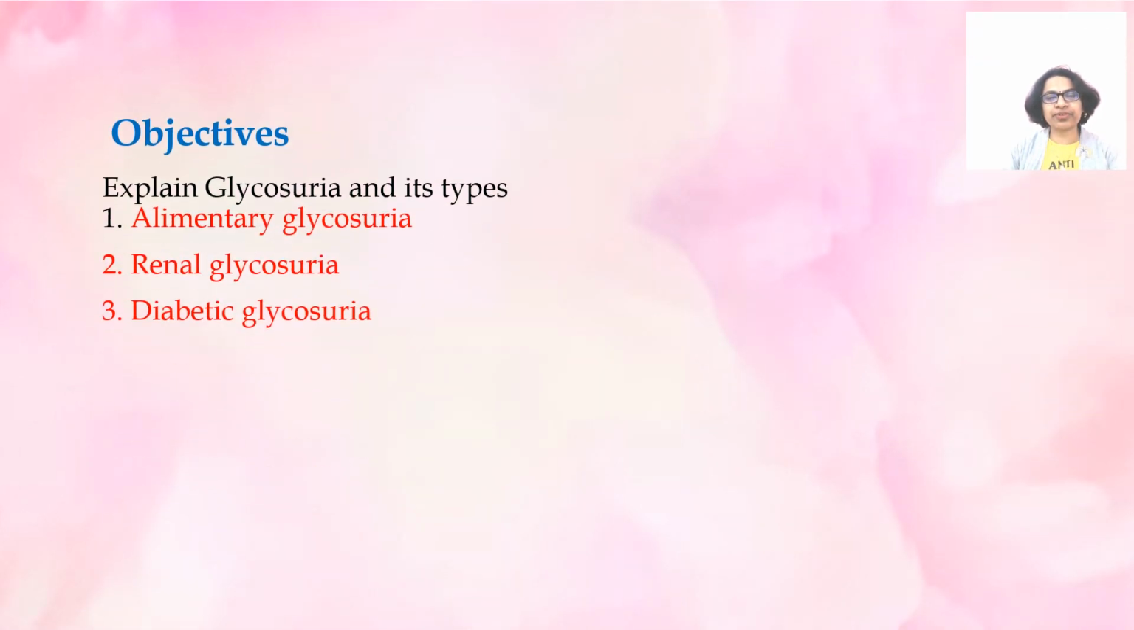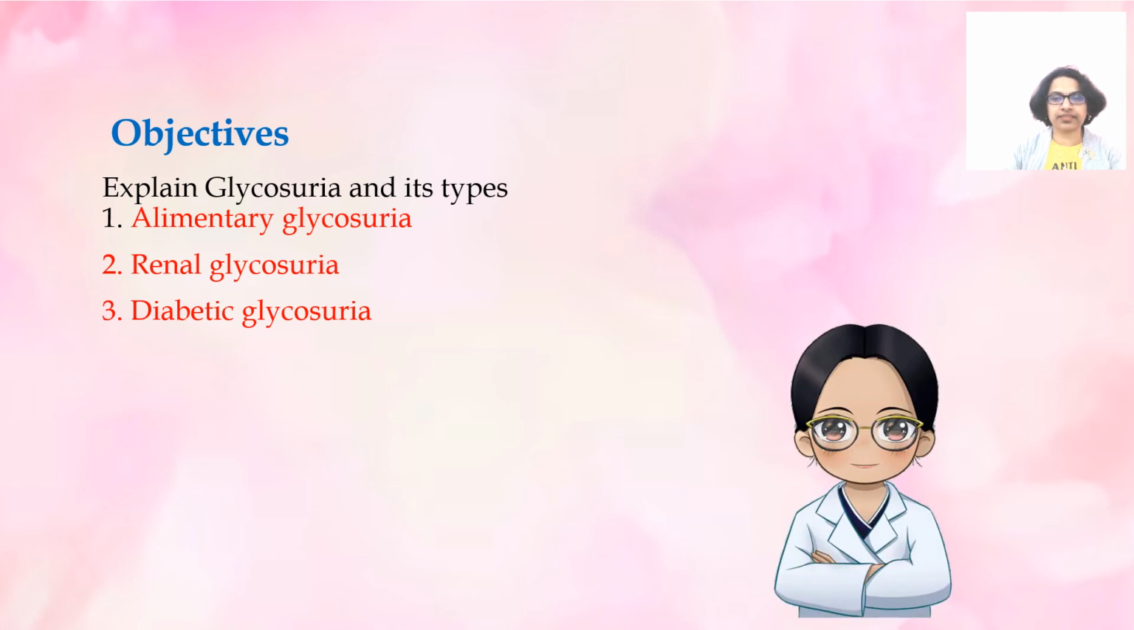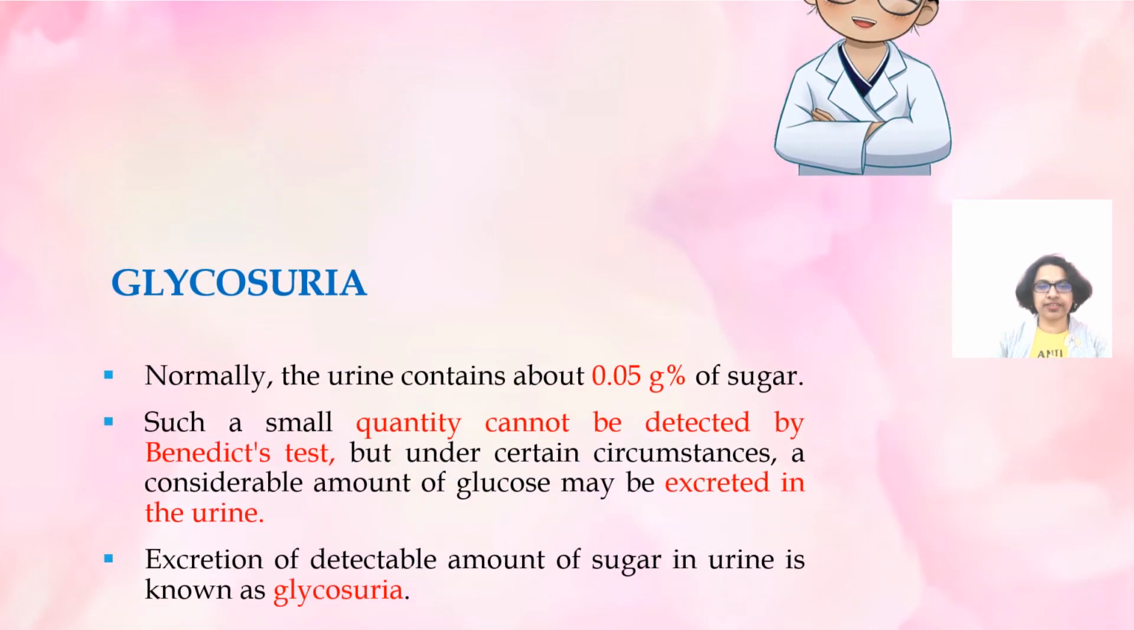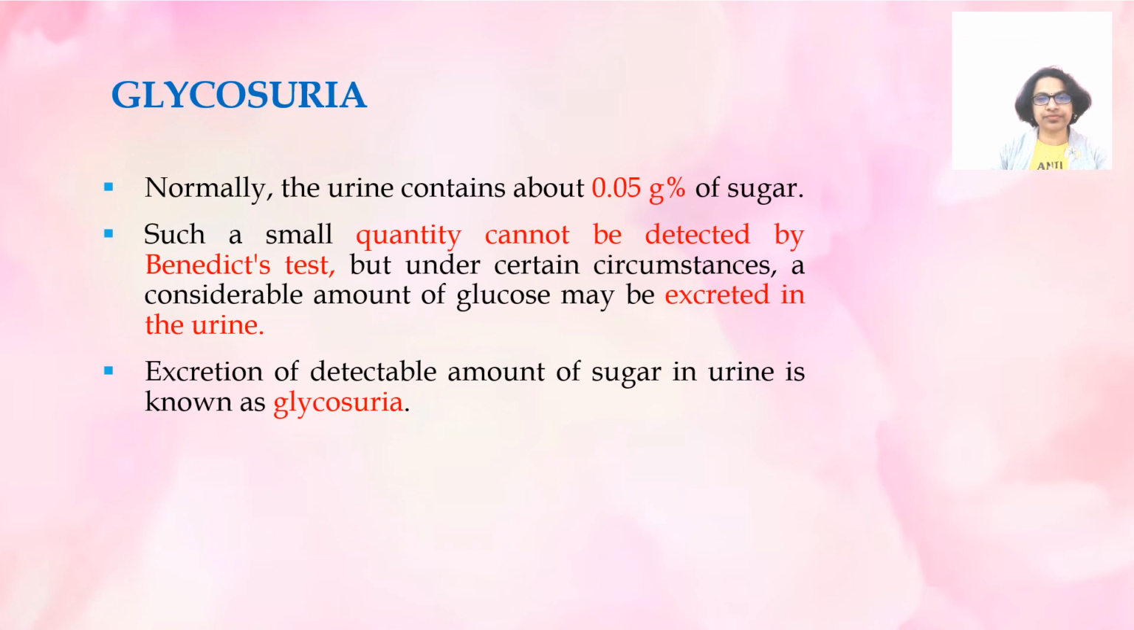So what are the objectives of our presentation? We have to know what glycosuria is and its types. Mainly we have three types of glycosuria. One is alimentary glycosuria, the second is renal glycosuria, and the third is diabetic glycosuria.